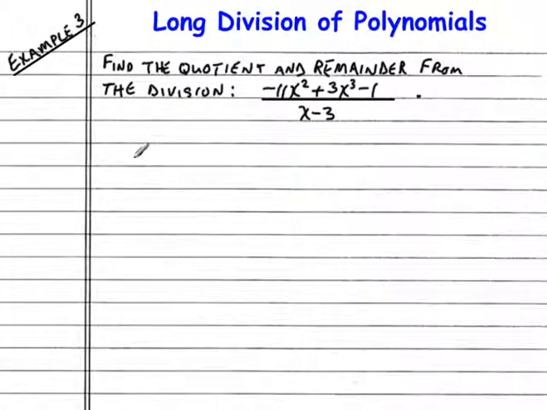So first let's write down our divisor, x minus 3. And we set up our long division symbol. And let's write down our dividend in the correct order underneath. Let's see, that would be 3x cubed minus 11x squared.